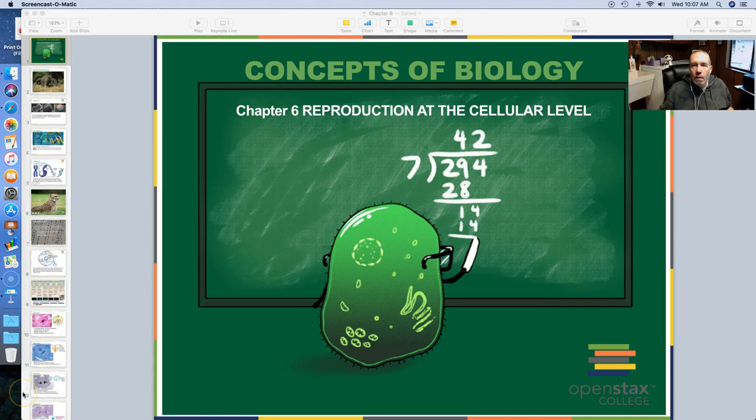All right, so next is the topic of cell division. We're going to look at reproduction at the cellular level. So the process that each one of our cells goes through to make copies so that we can continue to build new tissues and replace ones that have worn out.